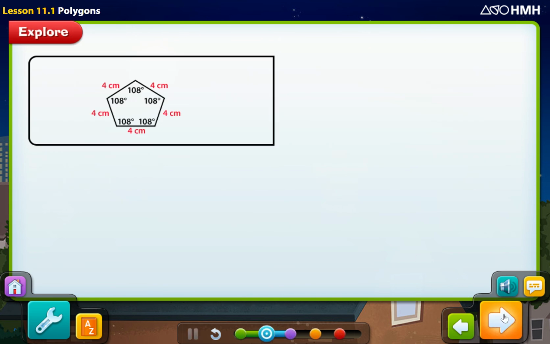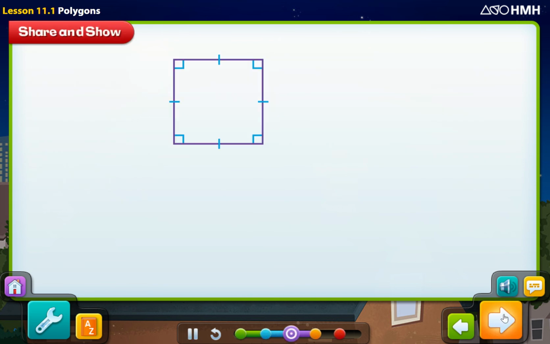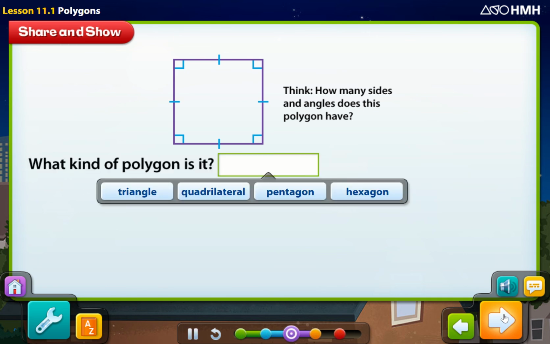We're going to classify this polygon, because I want to show you. Think, how many sides and angles does this polygon have? What kind of polygon is it?